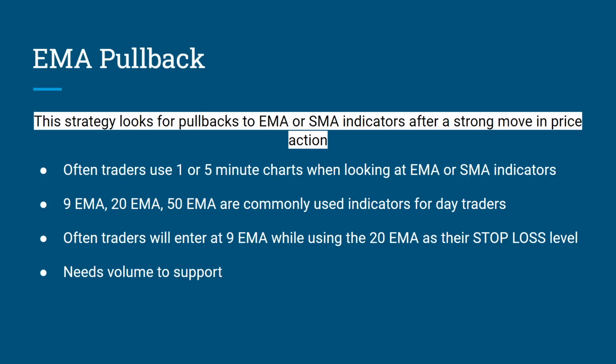The next strategy we'll look at is the exponential moving average or simple moving average pullback. This strategy will look for pullbacks to the EMA or SMA indicators after a strong move in price action. Often traders use the 1 or 5-minute chart when looking at EMA or SMA indicators. The 9 EMA, the 20 EMA, and the 50 EMA are commonly used indicators for day traders. Often traders will enter at the 9 EMA while using the 20 EMA as their stop loss level. This again will need volume to support its move.